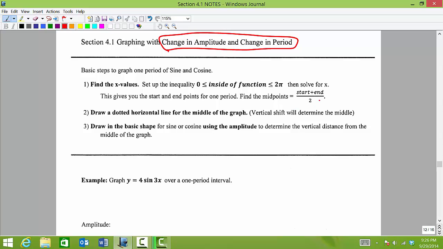The next thing that we're going to do is find all of the midpoints so that we have our 4 equal segments. Once we have our 4 equal segments, then we will draw a dotted horizontal line for the middle of our graph. Later on, we will talk about a vertical shift that will move our graph up and down, and the vertical shift will determine the middle. And then we're going to draw in the basic shape for sine or cosine, and we're going to use the amplitude that's provided to determine the vertical distance from the middle of the graph to the top and from the middle of the graph to the bottom.